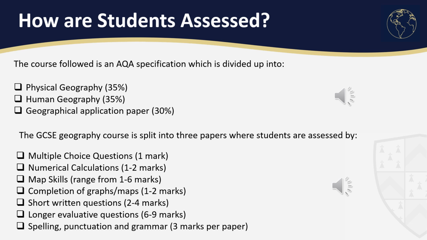In terms of the type of assessment that is carried out, there are different styles of question. There are some multiple choice and numerical calculations that they have to carry out. Quite often the map skills questions might be multiple choice. Numerical calculations can be anything like mean, median, mode, range, interquartile range, or sometimes a percentage change. It depends on the type of skill they're looking for. They might have to complete different types of graph. There are some short answer questions worth 2 to 4 marks, and then there's a longer answer question on each section which is between 6 and 9 marks.